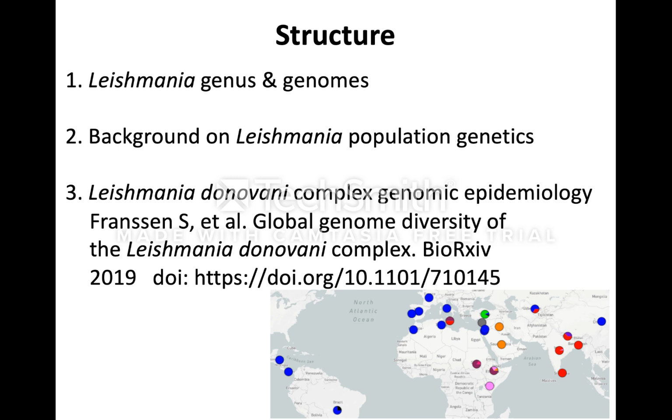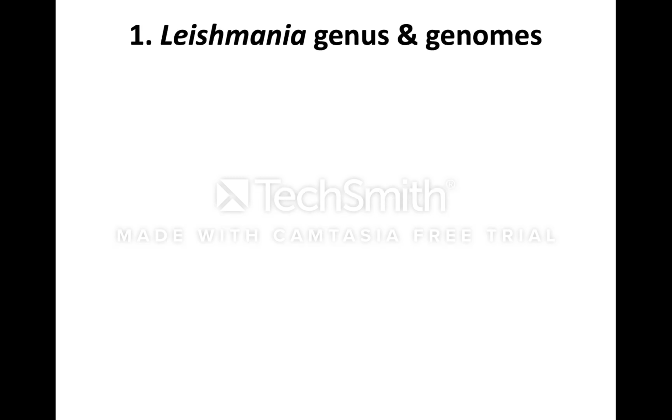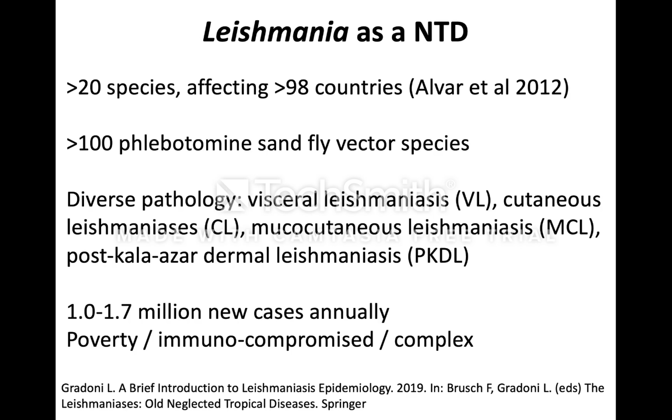What's really great about the study is that it collects isolates from around the world, 151, as shown by this diagram here, and really gives us cutting-edge information on the whole area of Leishmania donovani complex genetics. So, first, I'm just going to give you some background on Leishmania genetics and the genomes.